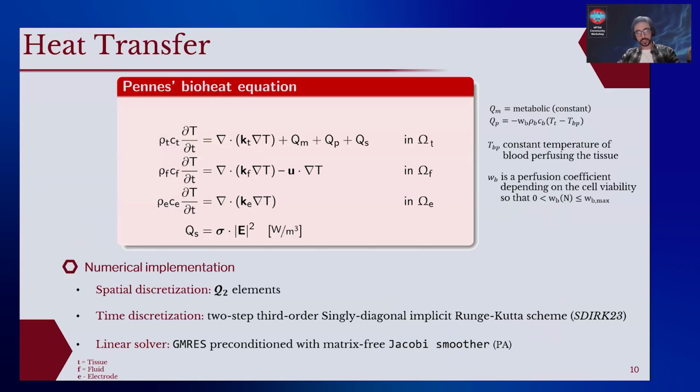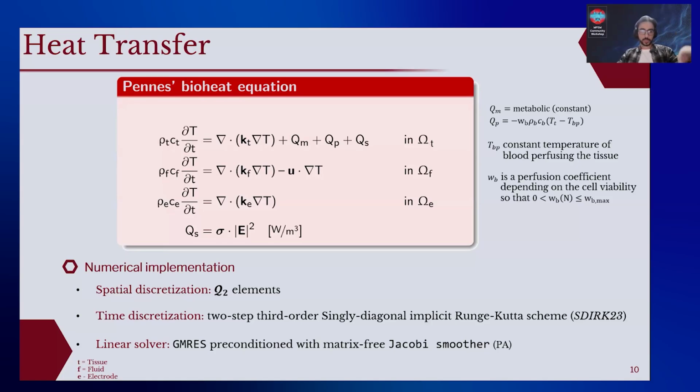We have a convection term in the fluid. And for the tissue, we essentially have what we call the Pennes bioheat equation, which is a standard heat equation augmented with some volumetric heat generation terms, specifically a metabolic and perfusion term. And the most important is the Joule heating term due to the radiofrequency treatment.